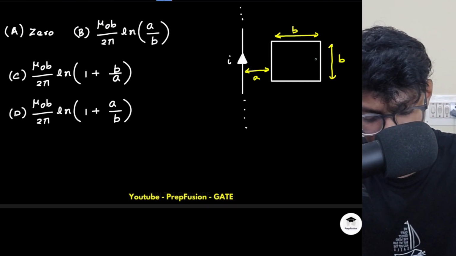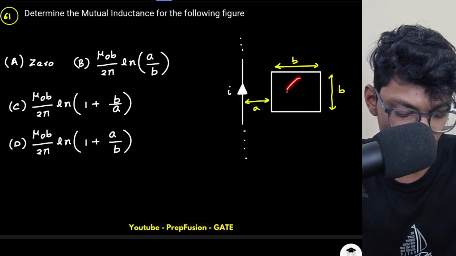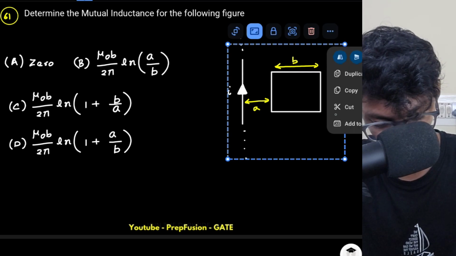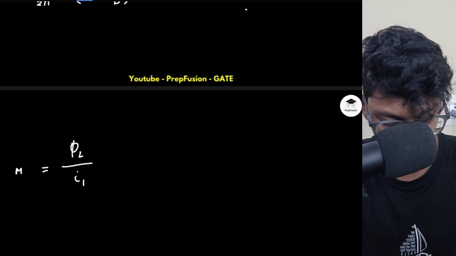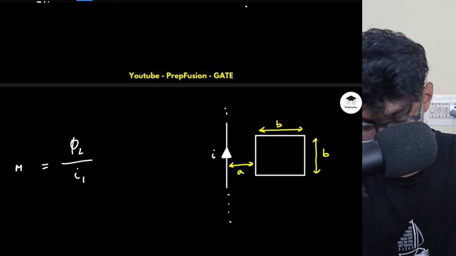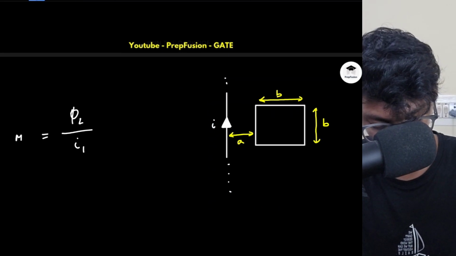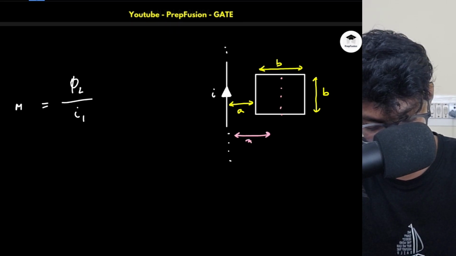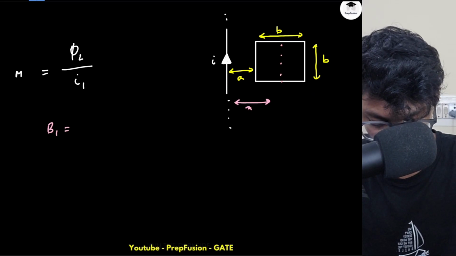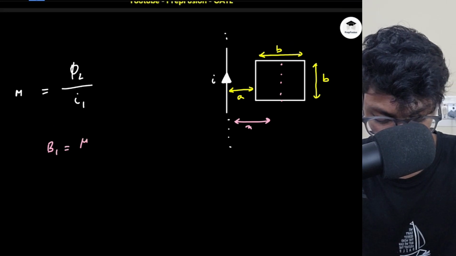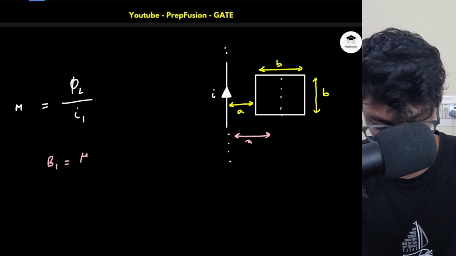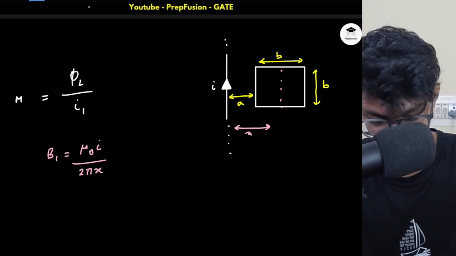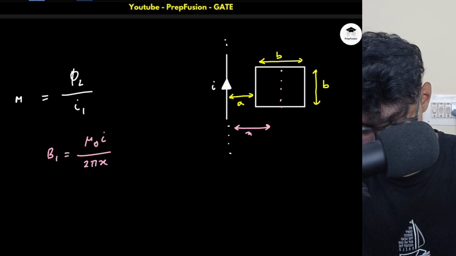So what is the flux basically? I cannot directly say what the flux is here, because the flux is changing. Why? Because if I just take this figure, the magnetic field is not uniform here, right? What is the magnetic field? Let us assume this is some distance x. So what will be the magnetic field at this x? Magnetic field B1 will simply be mu naught I upon 2 pi x.